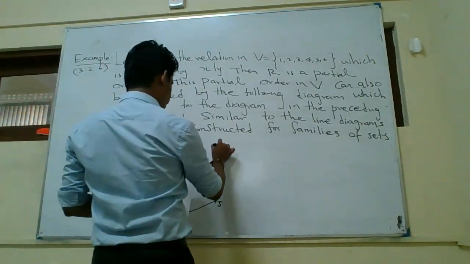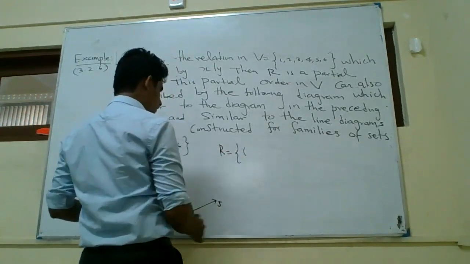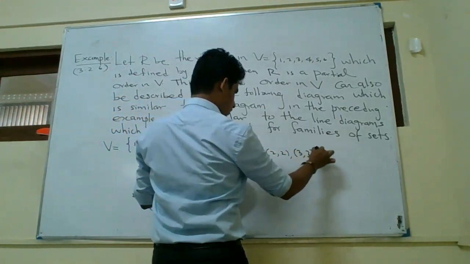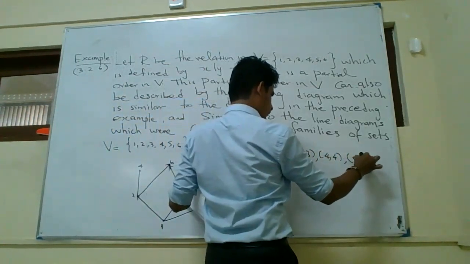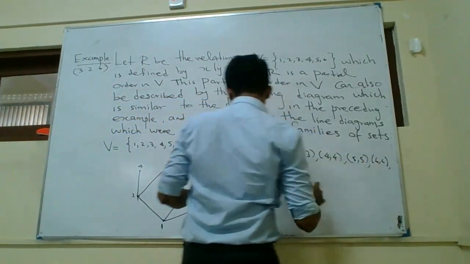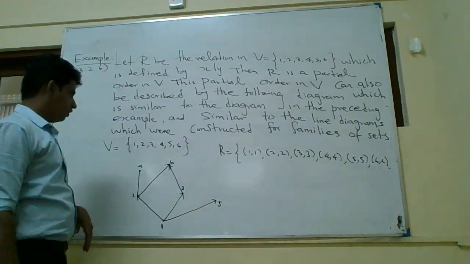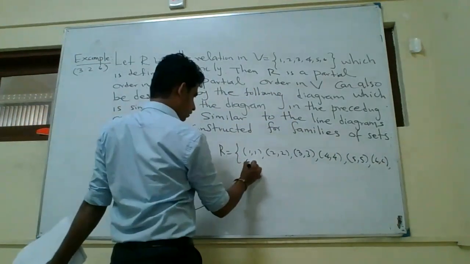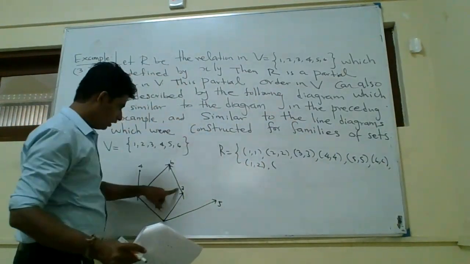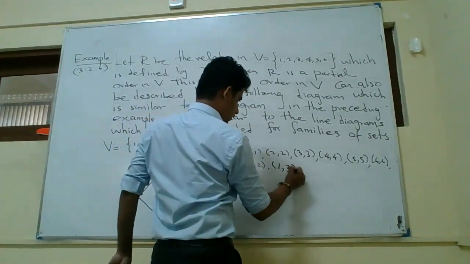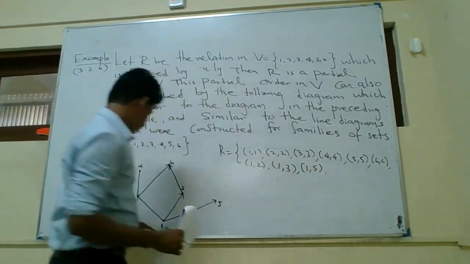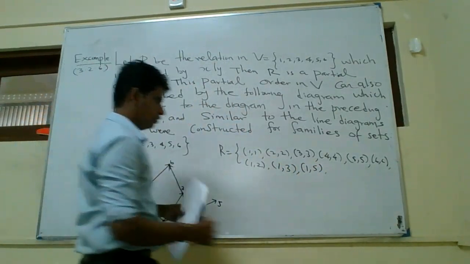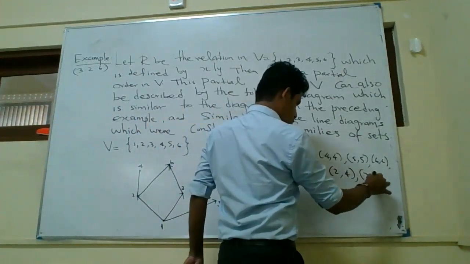First of all, you can write the relations. For the relations here: 1 1, 2 2, 3 3, 4 4, 5 5, 6 6. It's reflexive. And from this picture you can also write the relations 1 to 2, 1 to 3, 1 to 5, right? Now from 2 to 4 and 2 to 6.